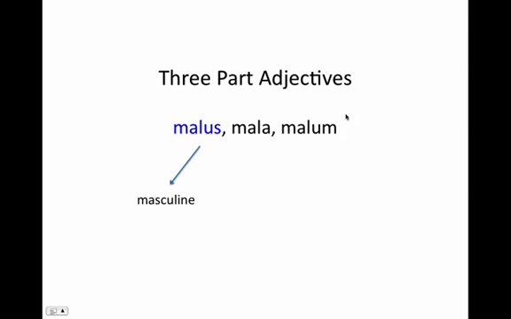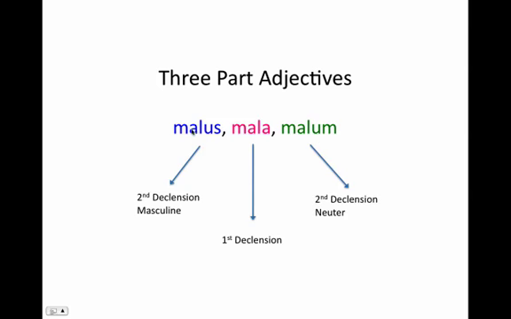The three parts they give you are, on the left here in blue, the masculine; in the middle, in pink, the feminine; and on the right, the neuter. Each of these is in the nominative case, and they will all decline, and they will decline in the following declensions. The masculine, malus, will go in the second declension masculine, which you already know.